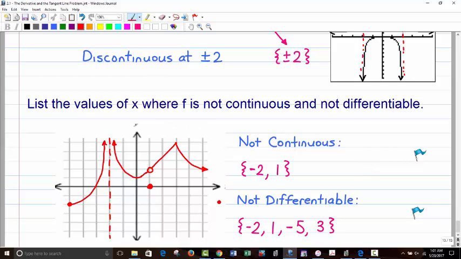So the only place this graph's not continuous is here at this -2, and then right there where that hole is. Even though there's a dot right there, that just means the function exists, but technically that's not continuous because it can't go through the hole there. So those two for sure are on your not differentiable list.